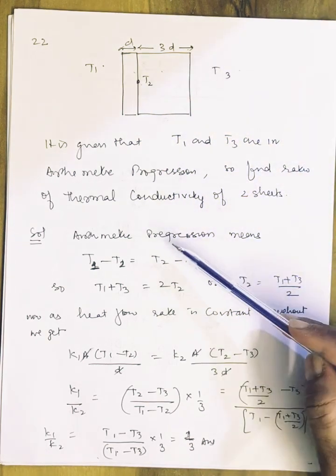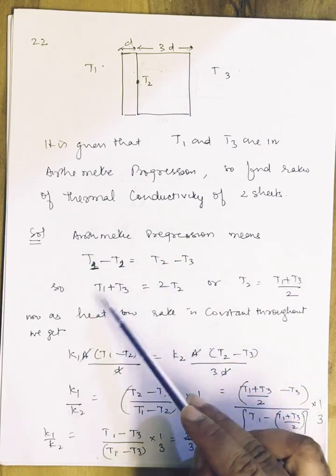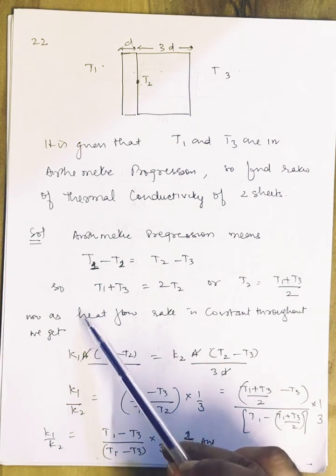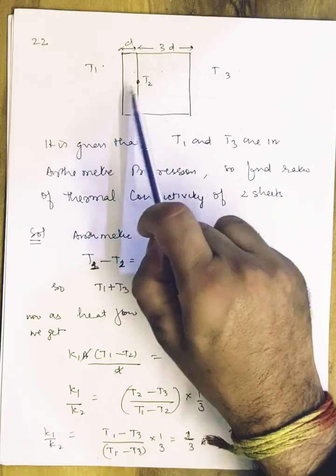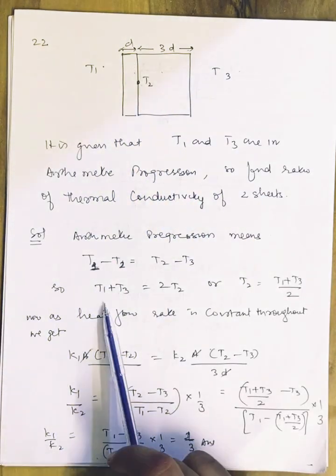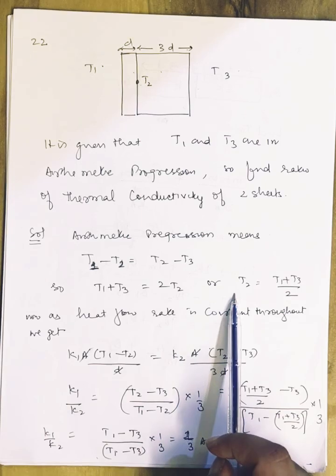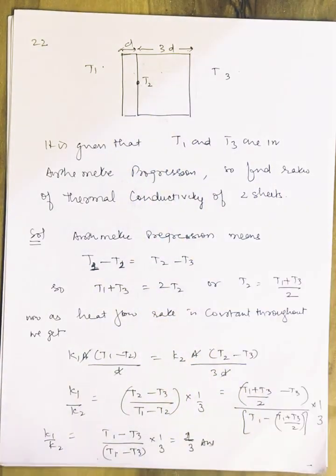two temperatures. So arithmetic progression means T1 minus T2 is equal to T2 minus T3. We have studied that, na? The difference is always the same in arithmetic progression. That is what they are trying to say. So T1 minus T2 is equal to T2 minus T3. That gives us T1 plus T3 is 2T2, or T2 is T1 plus T3 divided by 2. So we got T2. Directly also you could have written that this is the mean temperature of these two.